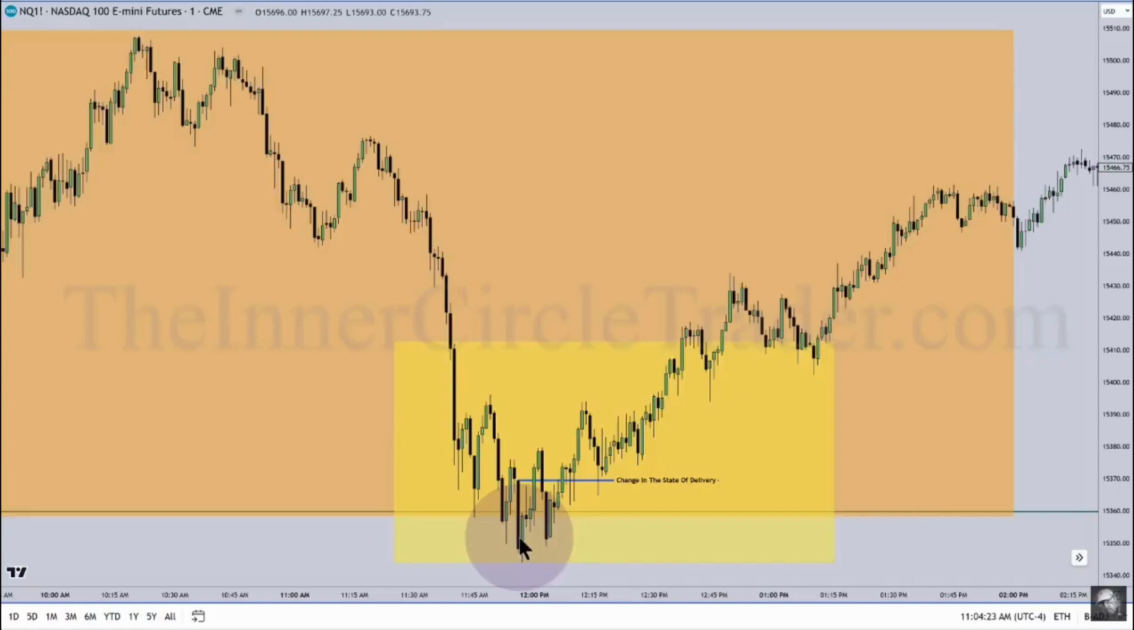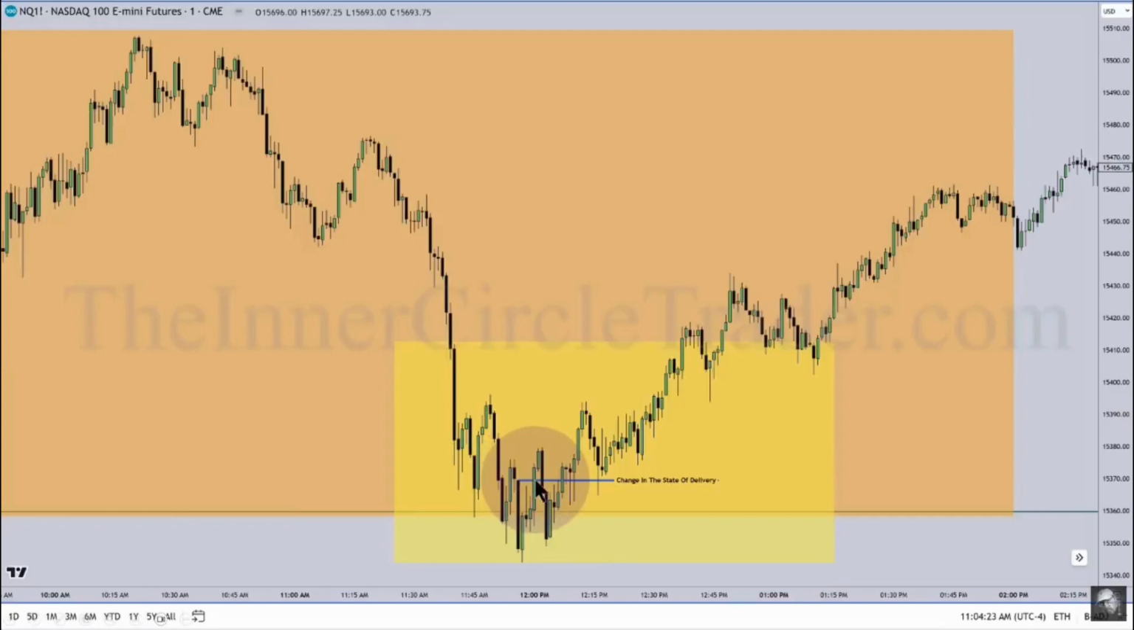Folks, anybody out there trying to teach order blocks, unless they're parroting exactly what I said in another video lecture, they don't know what they're talking about. Period. End of story. That's just the facts. This becomes a bullish order block as soon as that candle crosses it. What? The opening price. That's the change in the state of delivery.